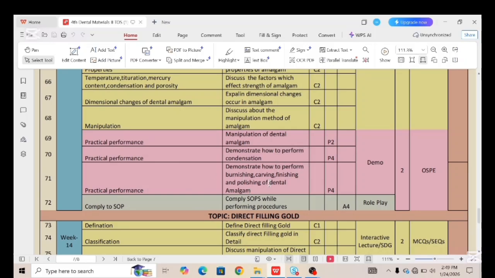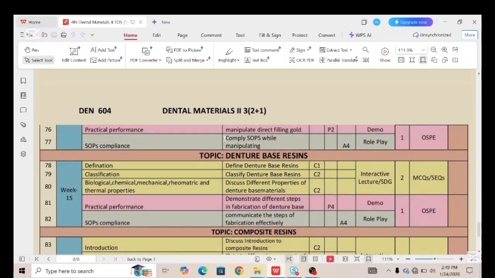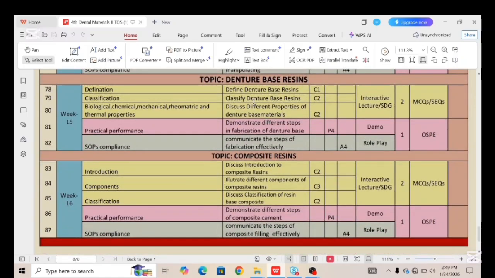polishing of dental amalgam. And then we have week number 14 work, which is definition of direct filling gold, classify direct filling gold in detail, and discuss the manipulation of direct filling gold. Practical is manipulate direct filling gold. Then we have denture based resins, in which we will define them, classify them, and also different properties of denture based materials, in which we have the practical performance, demonstrate different steps in fabrication of denture base.